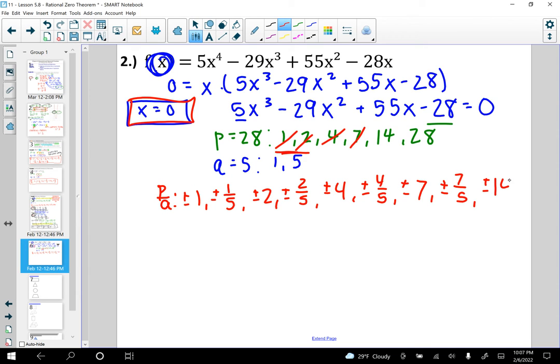14 divided by 1 is 14. 14 divided by 5 is 14/5. 28 divided by 1 is 28. 28 divided by 5 is 28/5. So again, what you would normally do here is do synthetic division and just keep guessing until you find one. But again, to save time, we're going to use Desmos.